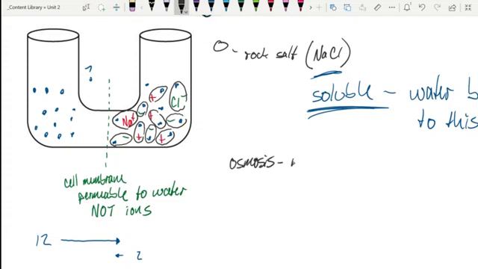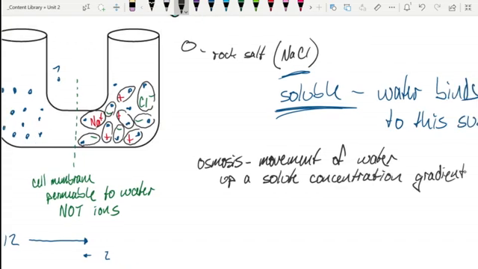Osmosis, the movement of water up a solute concentration gradient. I'd also like to define the idea of osmotic pressure. This is the amount of pressure just enough to resist that movement of water. That's kind of a complicated thing. But think about, for example, blowing up a balloon.